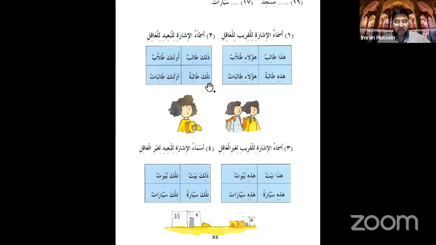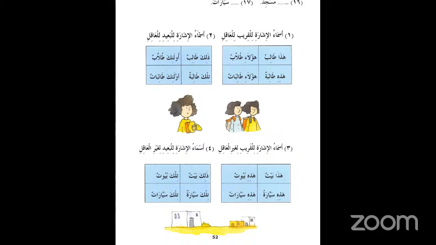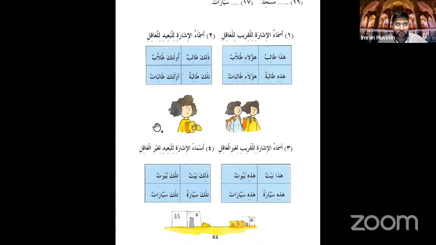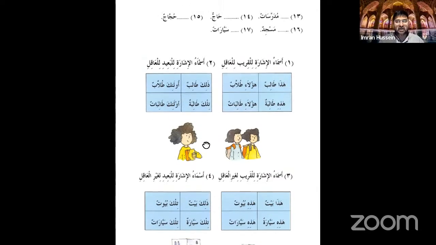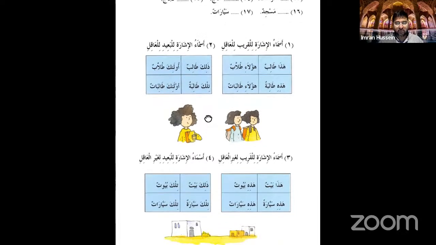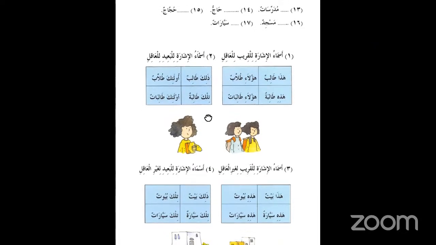ذَلِكَ طَالِبٌ، تِلْكَ طَالِبَةٌ. Translate. Sorry, on page 52. Yes. Page number 52, Rahman Ibrahim, exercise number 3. Is that the one I should do? Exercise, just a bit above 3. Above 3. Okay, number 1.